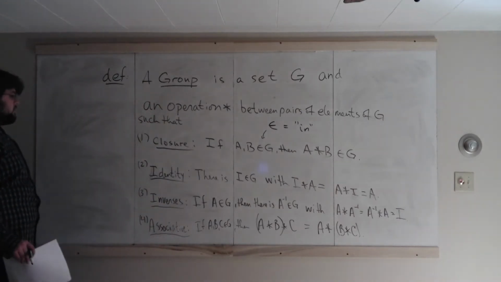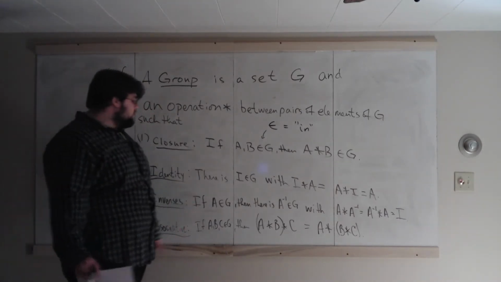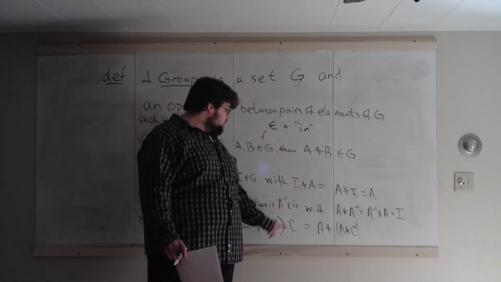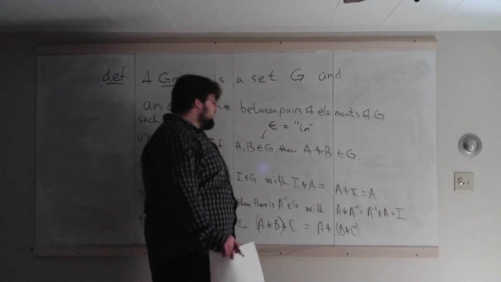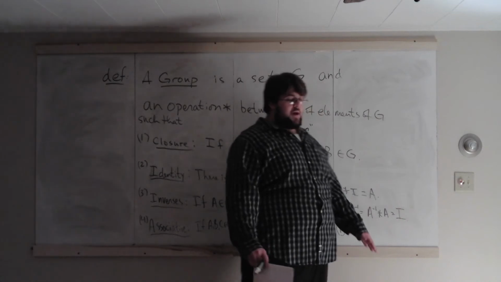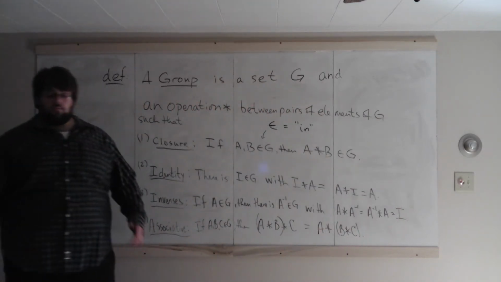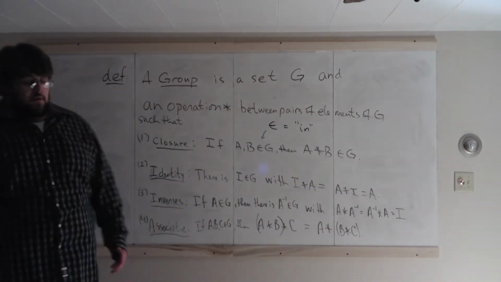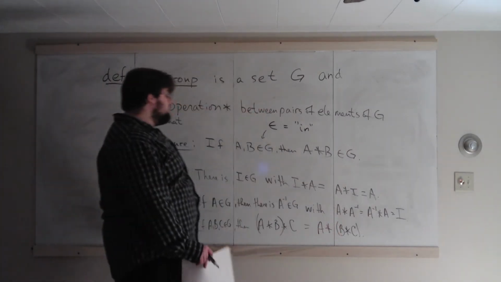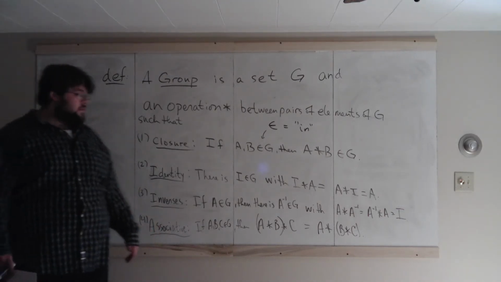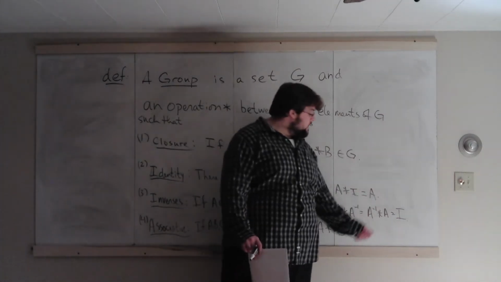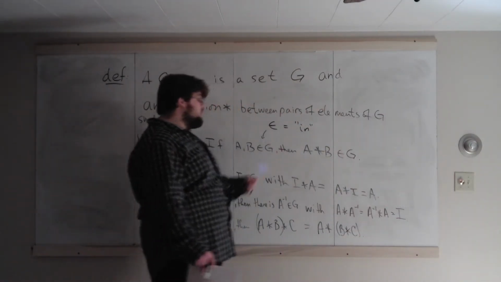Three, inverses. If A is in G, there's an A inverse in G, which we'll write as A to the negative 1, in G, with A operating on A inverse being the same as A inverse operating on A being the same as I. With our example with the real numbers and addition, the inverse was the negative number. So 3 plus negative 3 was the same as negative 3 plus 3 was the same as 0, the identity.